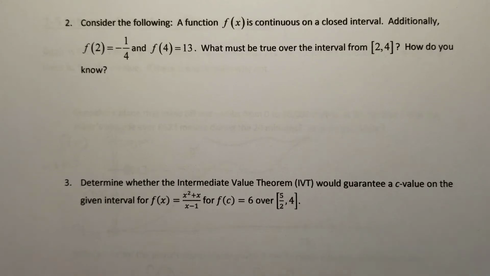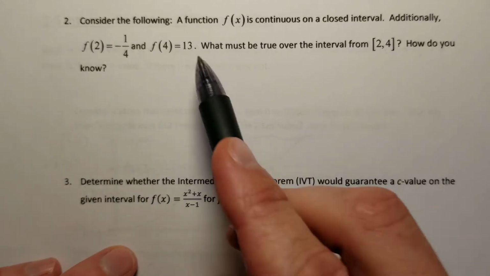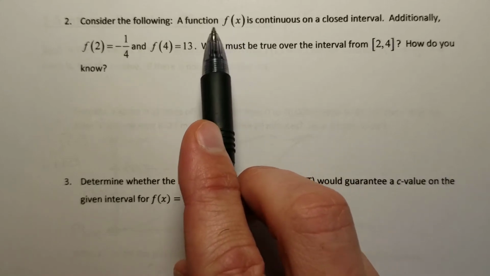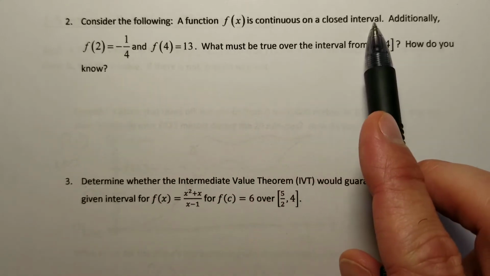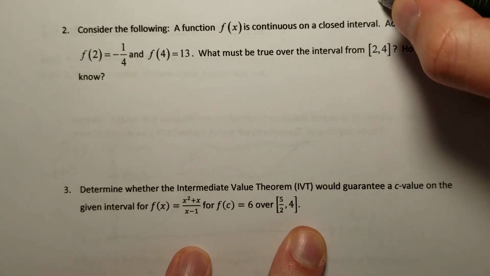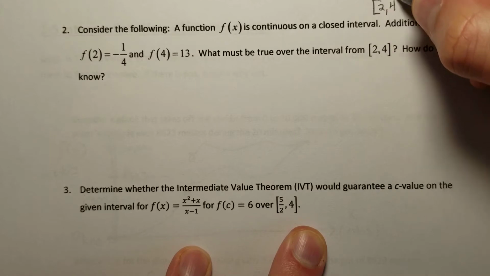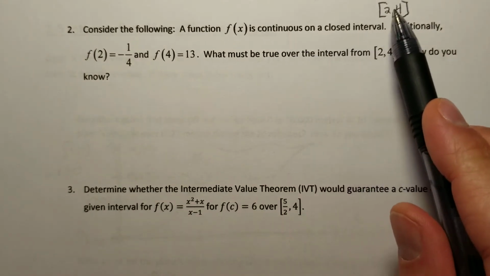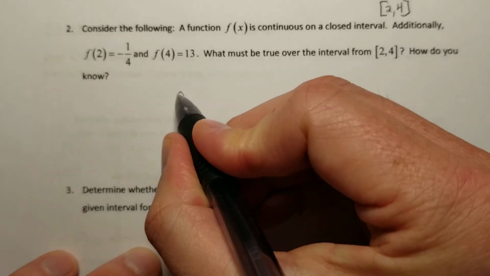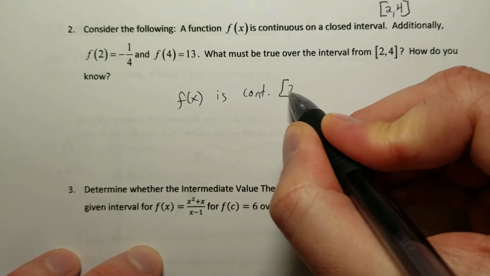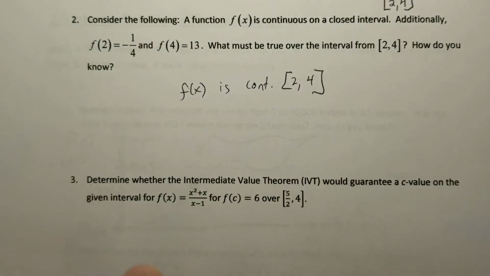How do you know? So let's go ahead and start reviewing what we went over yesterday. The first thing that I'm always going to check is that we are continuous. And in fact, it tells us that f of x is continuous over the closed interval, and boy, it should say 2 to 4 here. So let's go ahead and add that in there. So we are continuous over a closed interval from 2 to 4. So f of x is continuous over 2 to 4.